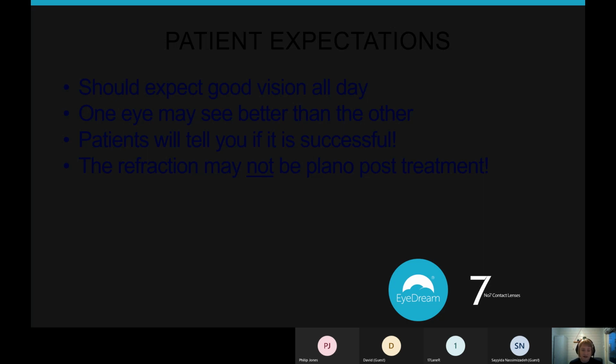So in Ortho-K, we want our patients to expect good vision all day. We don't want them to believe that there's a kind of Cinderella moment at 10 p.m. where they pop back to being -4.